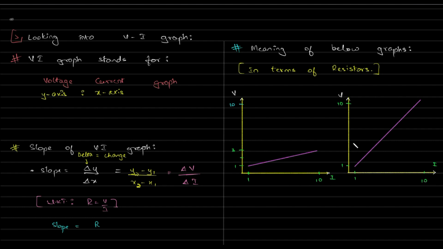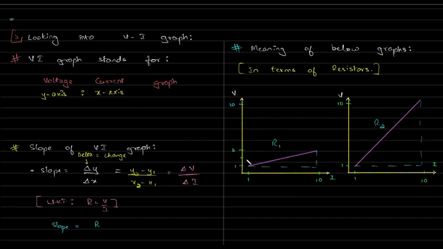Now, what does it mean? Well, if I find the slope of this particular graph, I'll get a resistance. Let's call it R1. And over here, let's call it R2. The question is, which is more? What is this graph telling?